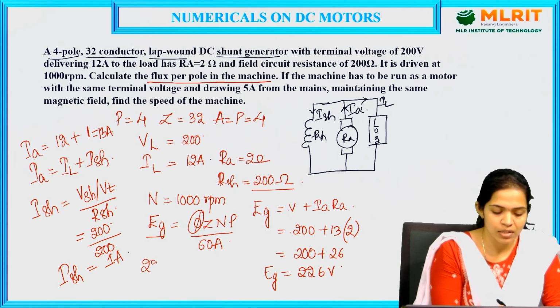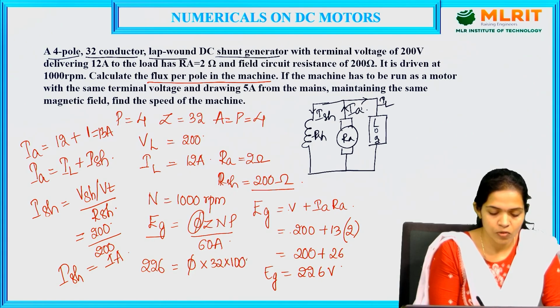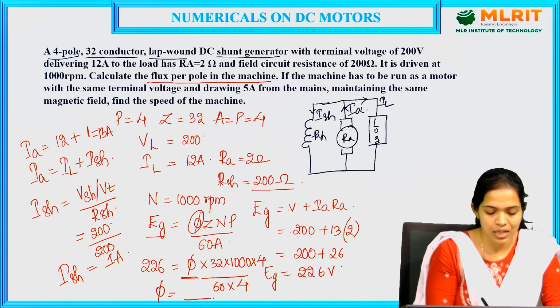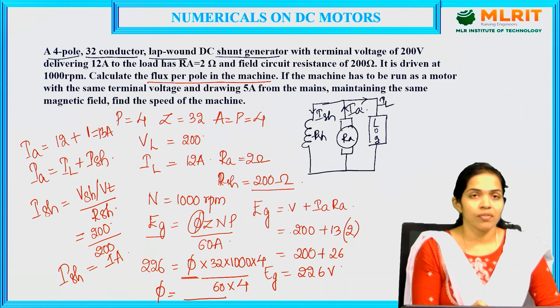Substituting in this, Z is 32, N is 1000, number of poles 4, 60, number of parallel paths 4. So we get the flux value here from this equation. So this is how we calculate the flux here.